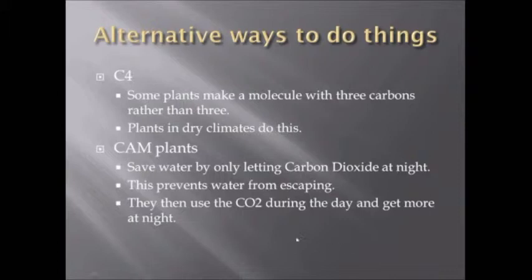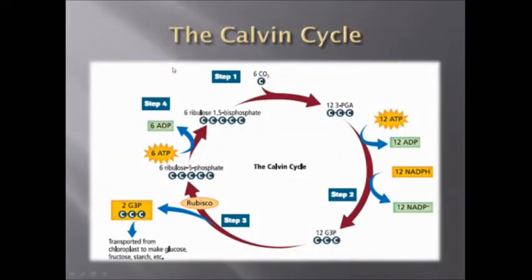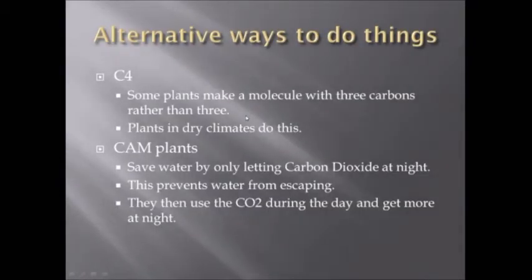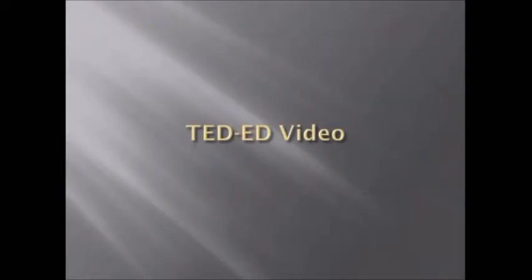So again, a lot of desert plants do this as well. They save water by only letting in carbon dioxide at night. That's all a CAM plant does. Everything else is exactly the same. They just alternate what time of day they run the first step and the second step of photosynthesis.